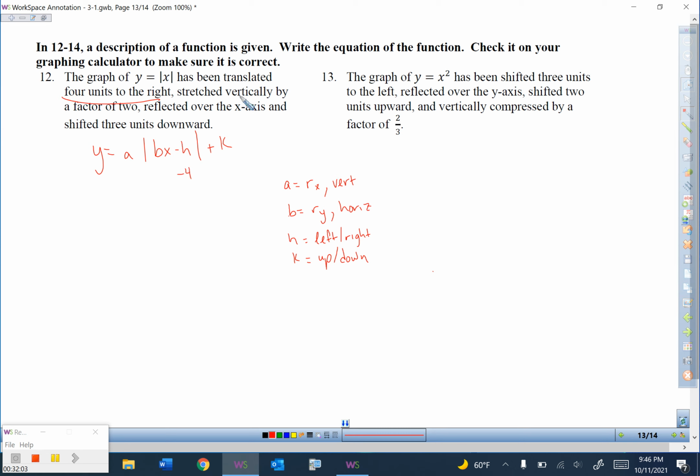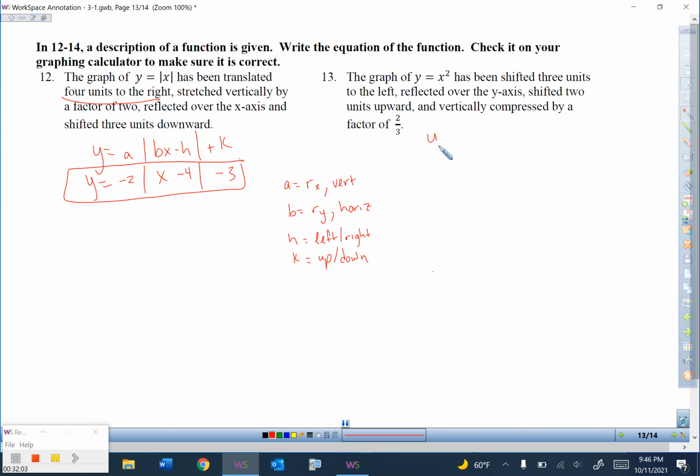Then it's been vertically stretched by a factor of 2. Vertically, you don't have to worry about it. It just goes outside. Then it says reflect over the x-axis. Remember, again, that is also outside, so we put a little negative there. And then it says shifted 3 units down, so minus 3 on the edge. Because b wasn't mentioned, that means it gets to be left out. It's really 1, but we don't need to write it. And that is all you have to do.